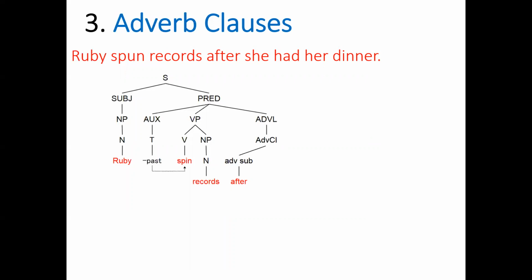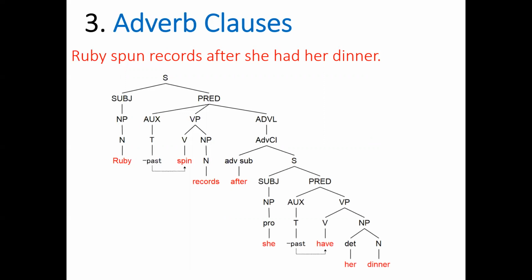So now that we have accounted for the word after, what construction remains? Well, the answer is another sentence. She had her dinner, which we can just abbreviate as S, and use the same phrase structure rules we've used throughout these videos to account for its constituents, including, of course, a subject and a predicate.